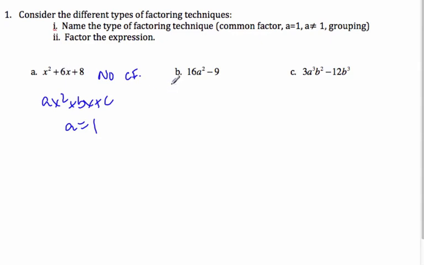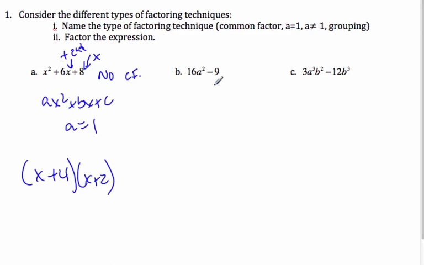Okay, let's look at the next one. Should we actually factor it? Look at that. Multiplies to get 8, adds to get 6. You multiply first, and you add second. Nicely done.